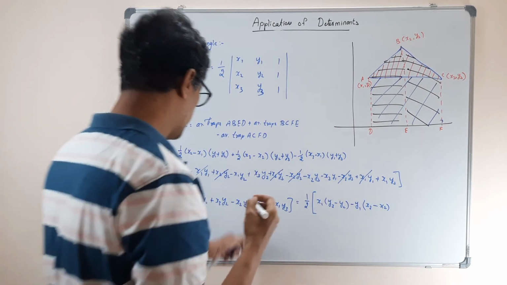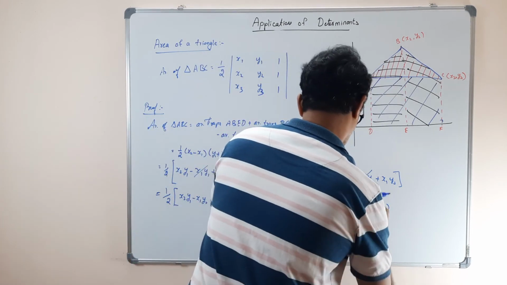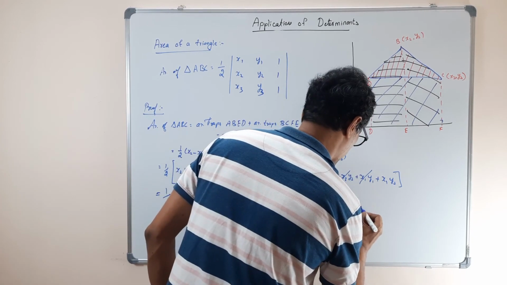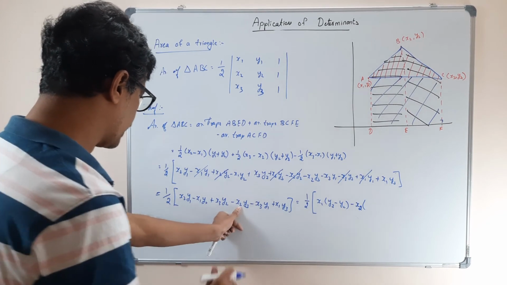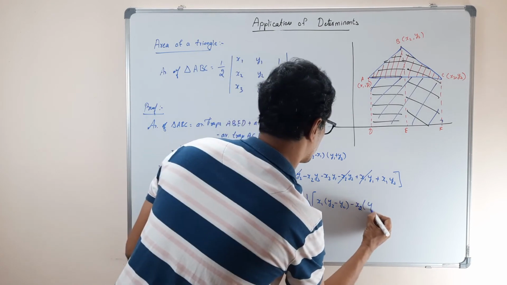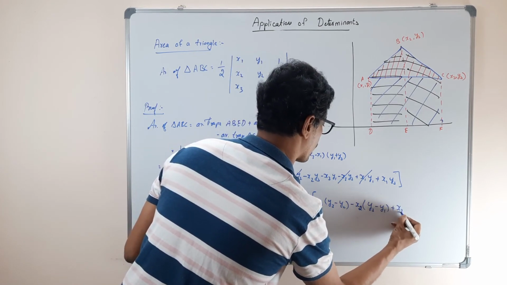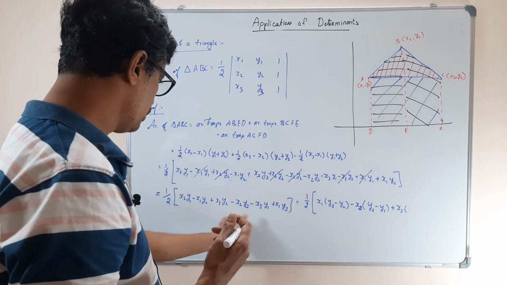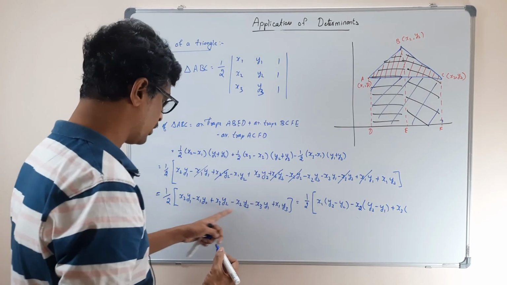And then I will take x3. Sorry, I will take x2 commonly. Minus x2 I am taking outside. So if I take minus x2, what are the x2 terms we have? This one and this one, right? y3 minus y1. Then I am going to take plus x3 also outside. So when you take x3 outside, y2 minus y1, correct?